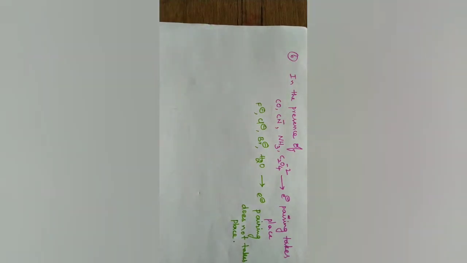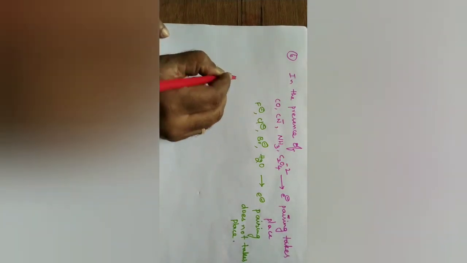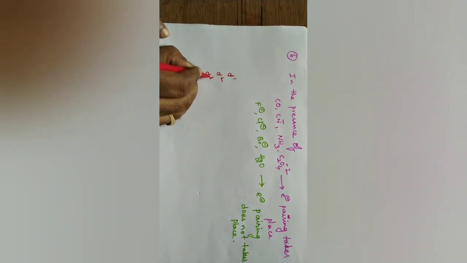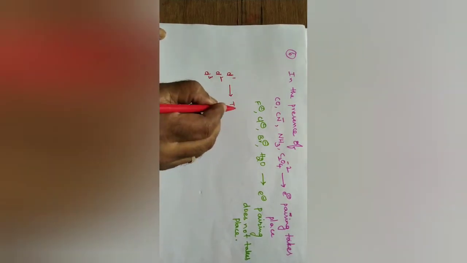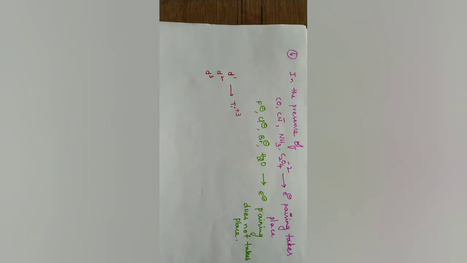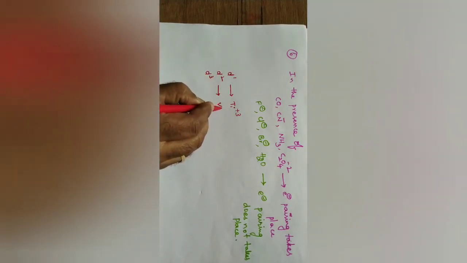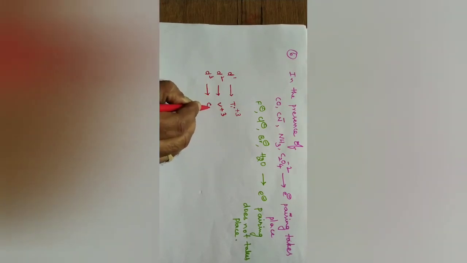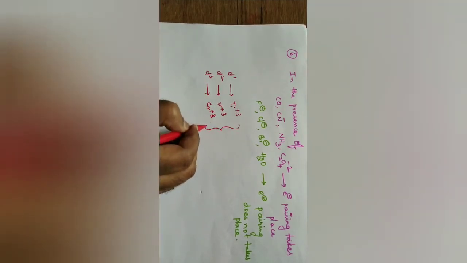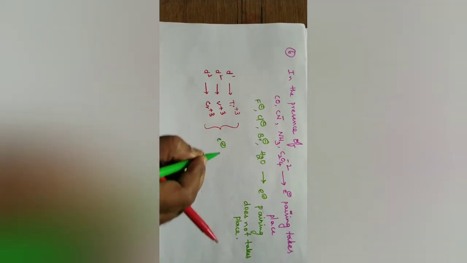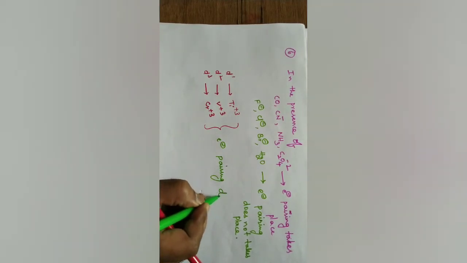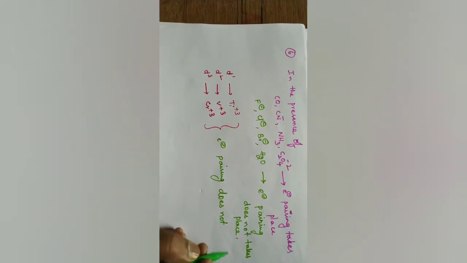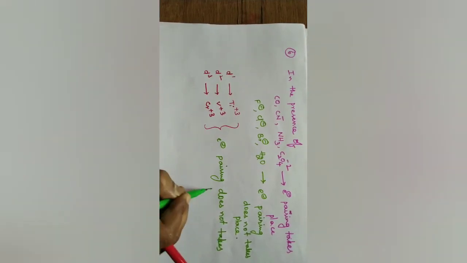Suppose in the case of d1, d2, d3, that is titanium plus 3, d2 vanadium plus 3, d3 chromium plus 3, electron pairing does not take place.